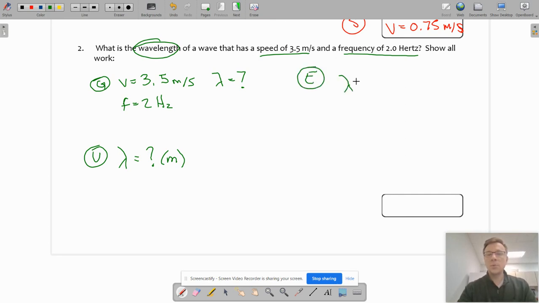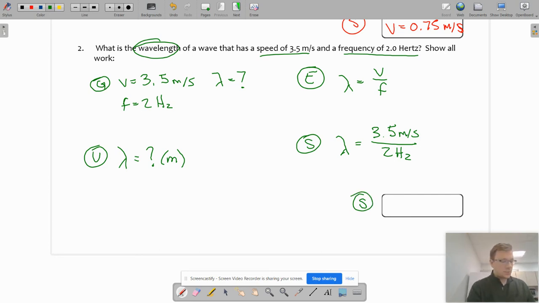Our equation for this is wavelength is equal to wave speed divided by frequency. So that's going to be 3.5 meters per second divided by 2 hertz. And then our final step here, go ahead and plug this into the calculator. 3.5 divided by 2. It's going to be 1.75. So wavelength is equal to 1.75 meters. Okay. All right, so there are a couple example problems for wave speed math.